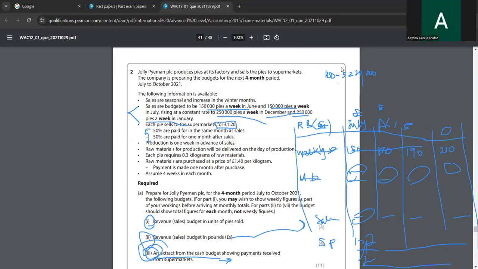Did you understand this A part now? First one and second one? Yeah, I understood that. Okay.